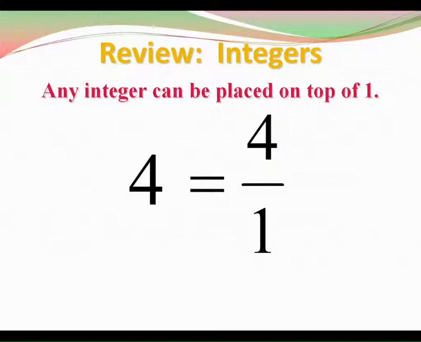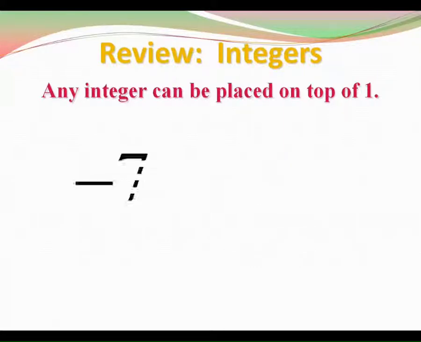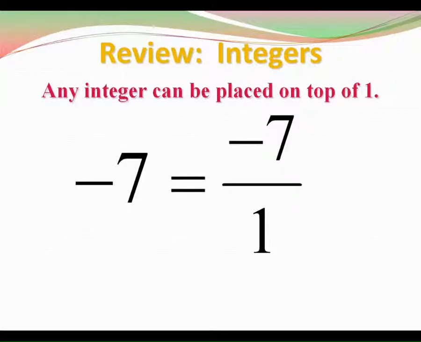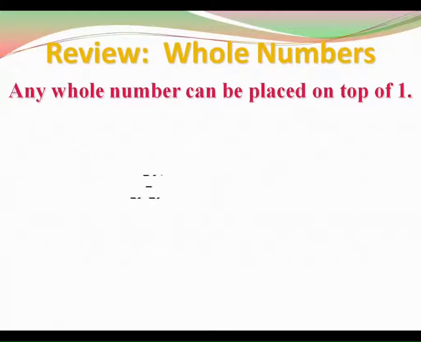But anytime you have a number, you can always put it divided by 1 because it's still the same number. You didn't change it. Right? Same thing with negative numbers. If you have negative 7, you could always put it over 1, and it's still negative 7. Nothing changed. Same thing if you have variables. You can always put it divided by 1 and nothing changes.